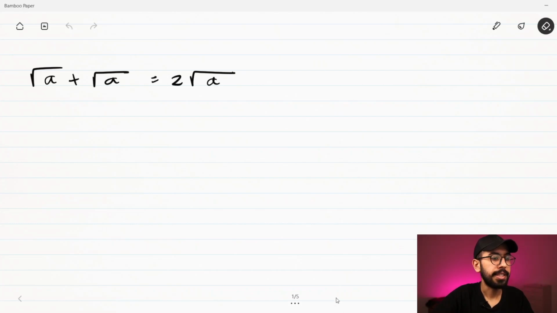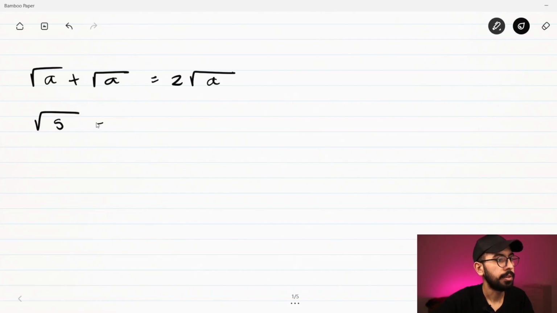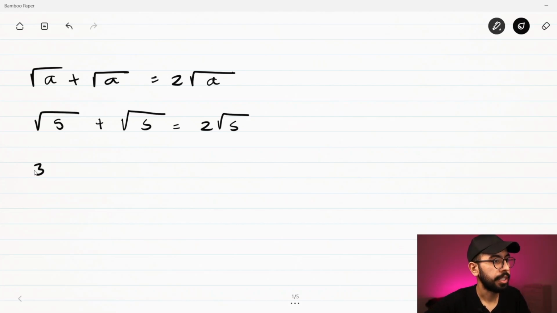The first law is when we have two same roots or two same radicals and we add them together. It's like adding two variables. It's like adding 2 plus 2 will be 4. It is the same. So let's take an example here. If we have a root of 5 plus a root of 5, it will be 2 root of 5s. Let's take another example. If we have 3 times root 5 plus 2 times root 5, it will be 5 times root 5.